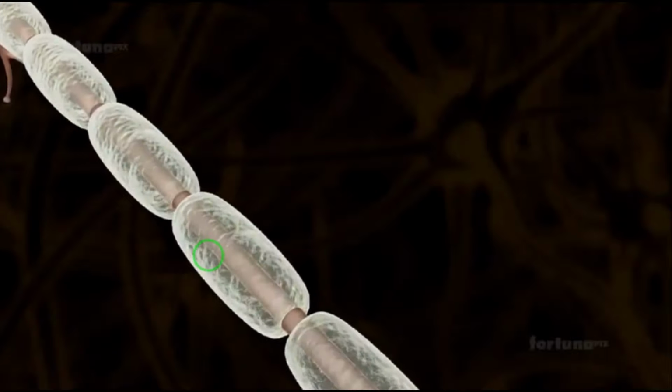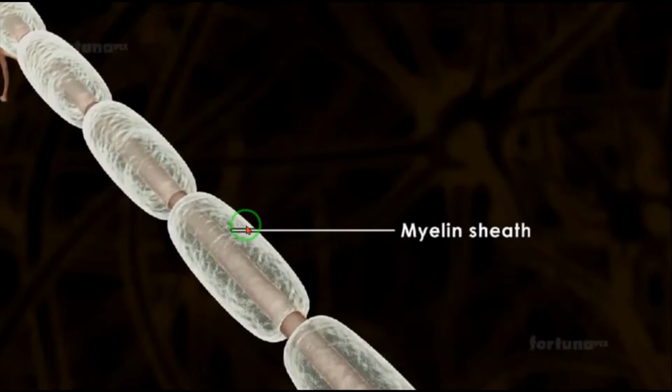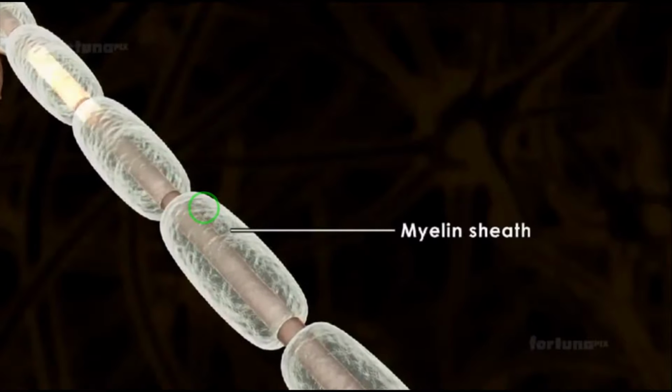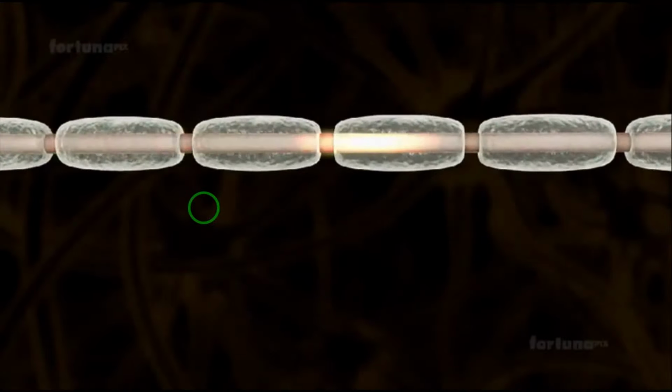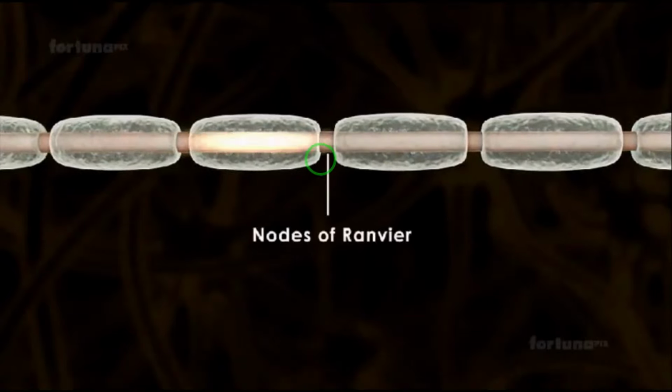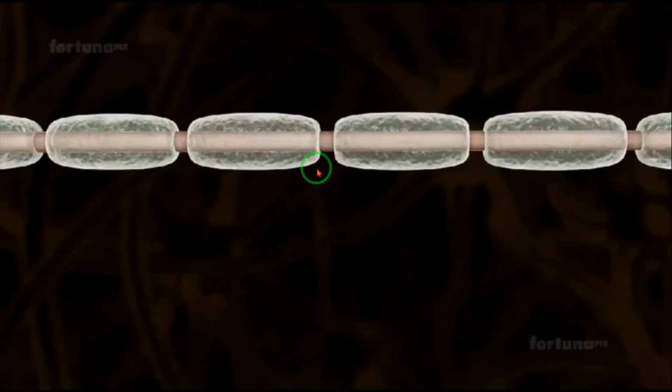Now this myelin sheath breaks at intervals by depressions called nodes of Ranvier. See, this is the first interval, second, third, and like that intervals are present. These intervals are known as nodes of Ranvier. Now the region between the nodes is called the internode. The gap between the nodes is called the internode.